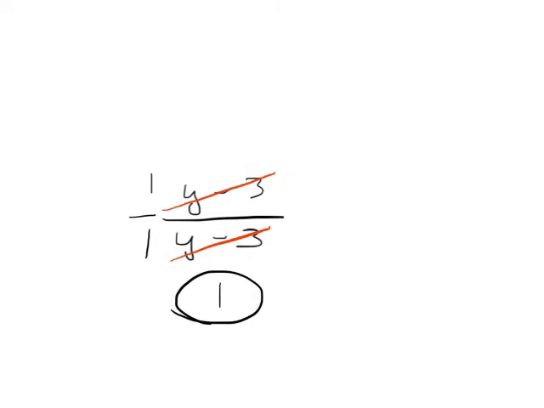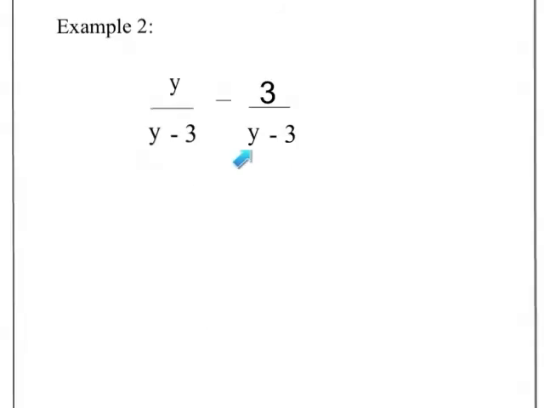Okay, now, you give this one a shot. Go ahead and pause the video for a moment, and you give this one a shot. Okay, now that you've had a chance to do this, hopefully you looked at this and you saw common denominator, y minus 3, yep, that's a common denominator. So you're going to add the numerators. So you will get y minus 3 over top of y minus 3.